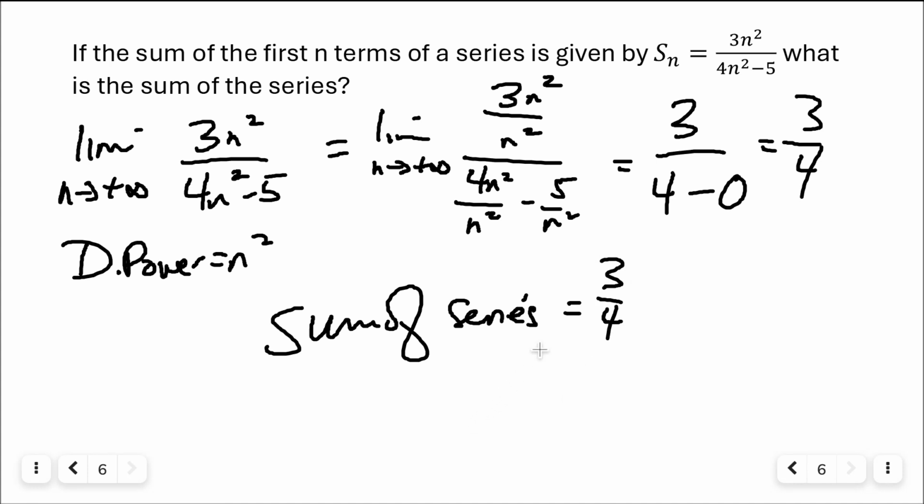Now, the idea behind this is, well, that's how you actually find the sum of the series. But in math, we always want to do things in an easier way.